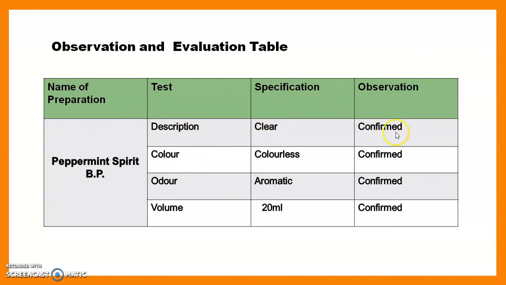We also confirm that test. Then the color of our preparation is colorless. We also confirm that test. Odor is aromatic, that's why we confirm that test. The odor is aromatic because our preparation contains volatile oil or volatile contents. Then volume is 20 ml. So we evaluate our product, and it confirms and passes the test.